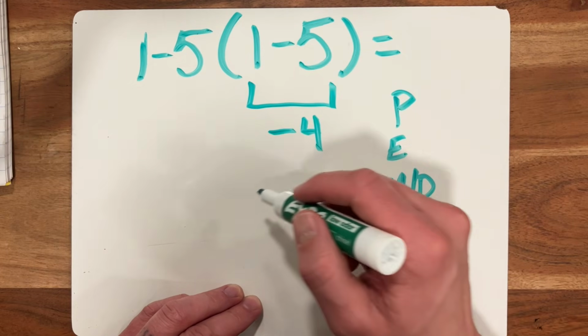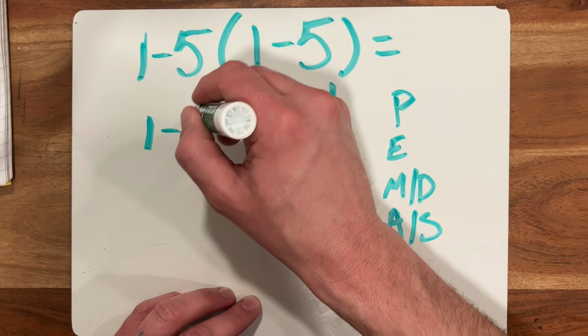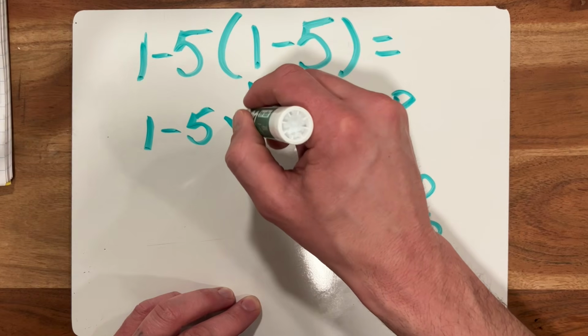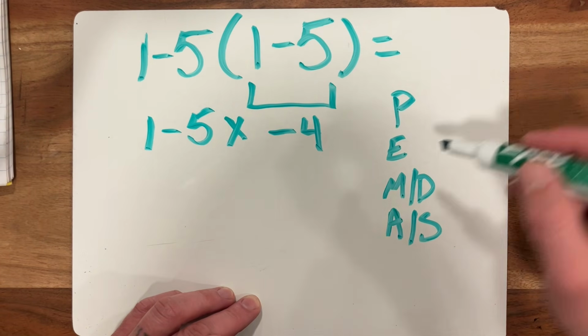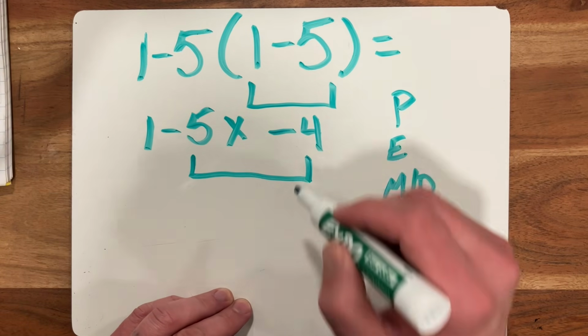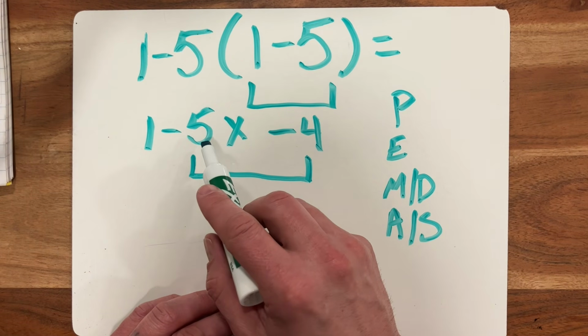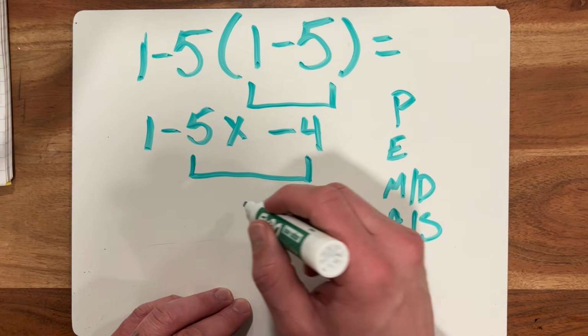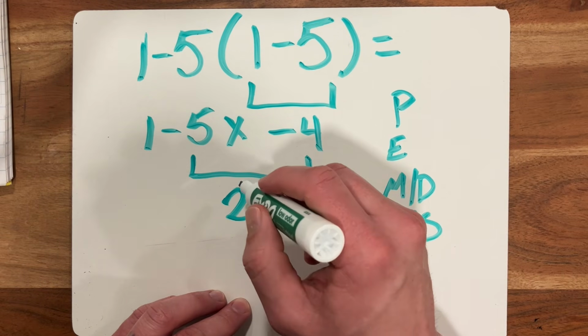So we can bring the rest of the problem down. Put our multiplication in here. Next, we'll move down to multiplication. Negative 5 times negative 4. Negative 5 times negative 4 gives us a positive 20.